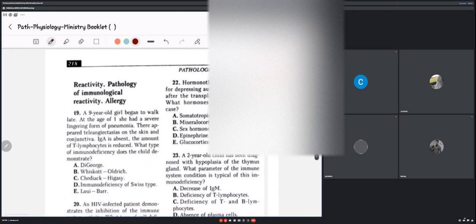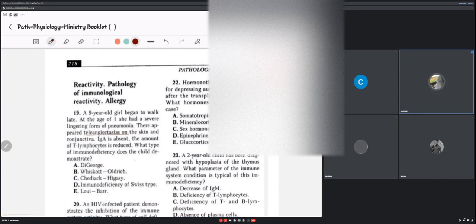Question 19. A 9-year-old girl began to walk late. At the age of 1, she had a severe lingering form of pneumonia. There appeared telangiectasis on the skin and then the conjunctiva. Immunoglobulin A is absent. The amount of T lymphocytes is reduced. What type of immunodeficiency is it? Can anyone try?